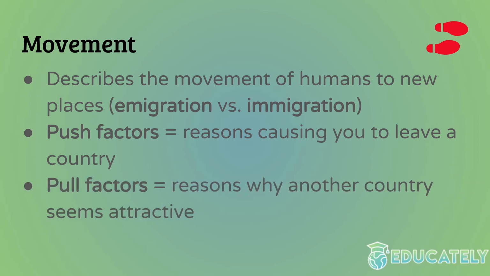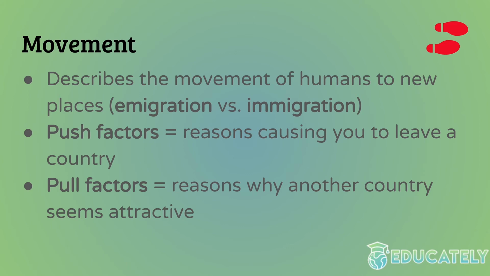Basically, a push factor is a reason that's causing you to leave a country in the first place. So that might be war, persecution, poverty. Those are reasons you might leave a country. While pull factors are reasons why a different country that you're moving to seems attractive. So if you're moving somewhere because that place has more opportunity or freedom of speech, that's a pull factor that pulls you towards that country. And again, this is a big topic in today's world. That's why most geography courses cover movement and immigration and emigration.